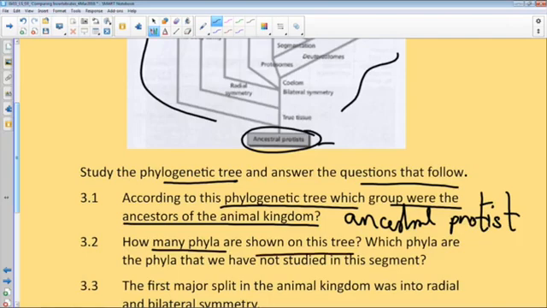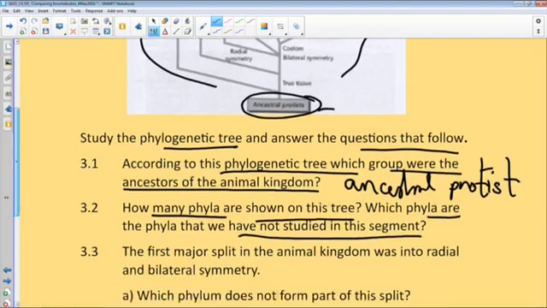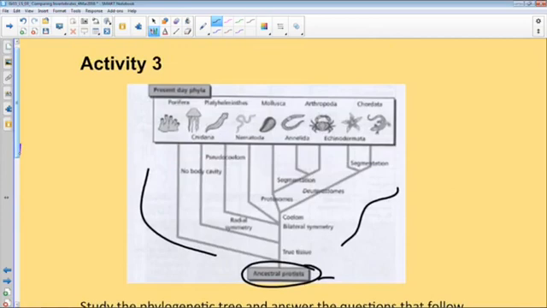3.2. How many phyla are shown in this tree? Cool. And which phyla are the phyla that have not been studied in this segment? So if we go back to this, remember we said that the phylum refers to a small group of a classification which has many organisms with similar characteristics.